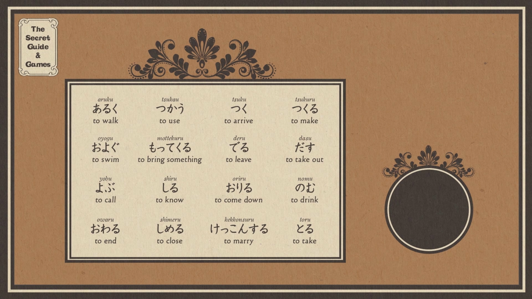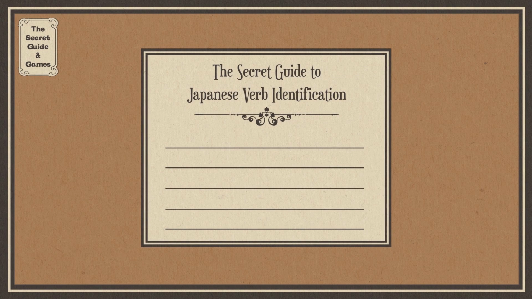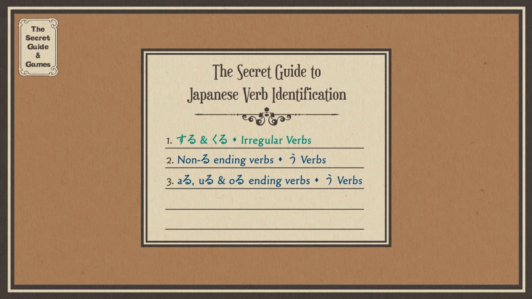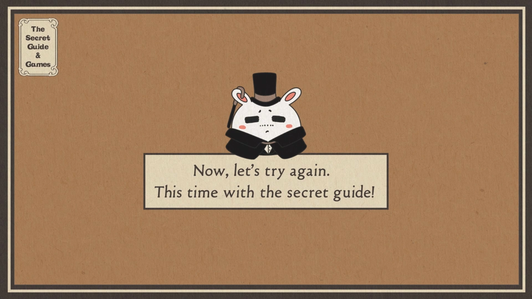If you couldn't finish in time, there's no need to panic. Here's the secret guide to identify verbs in the most efficient way. Just follow this order. First, する and 来る are irregular verbs. Second, non-ru ending verbs are u verbs. Third, ある, うる and おる endings are u verbs. Fourth, える and いる endings are ru verbs. Last, are there any exceptions? They would be u verbs. Now let's try again, this time with the secret guide.